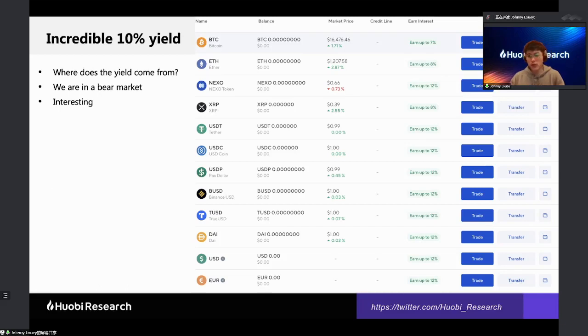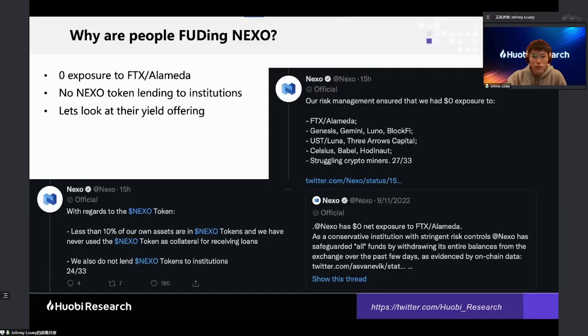So I'm actually very interested in the strategies adopted by Nexo so that they can pay their creditors up to 12% for staking stable coins on their platform. If you want to delve into their business structure, I can actually show you this tweet later. So let me just switch to Twitter. One moment. Let me just go to Nexo.